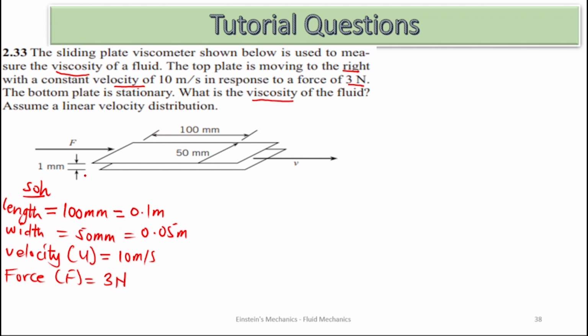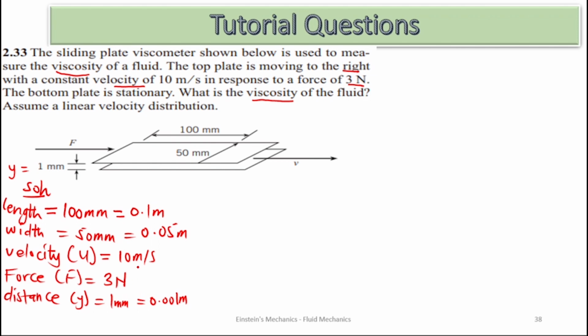Are we good? So looking at the diagram, there is a 1 millimeter space between the top plate and the bottom plate, which is the distance between the plates. In fluid mechanics under this chapter, distances from the walls are given by y. So our distance between the plates, y, is given as 1 millimeter. And we know how to convert it to 0.001 meters. Are we good?